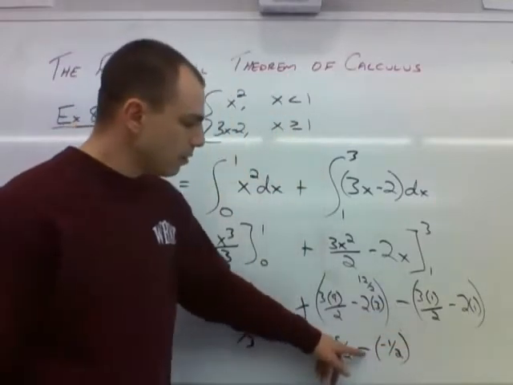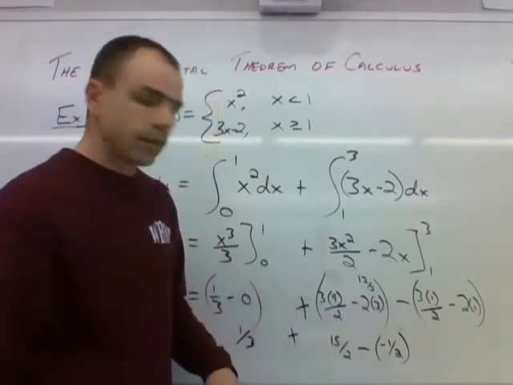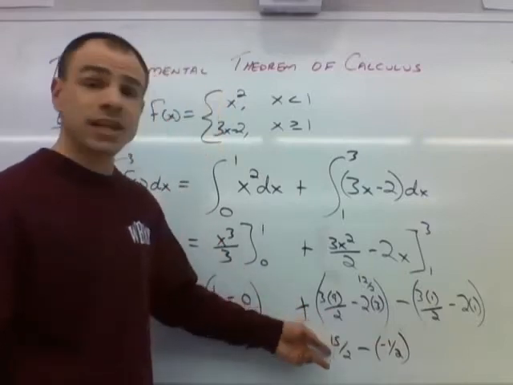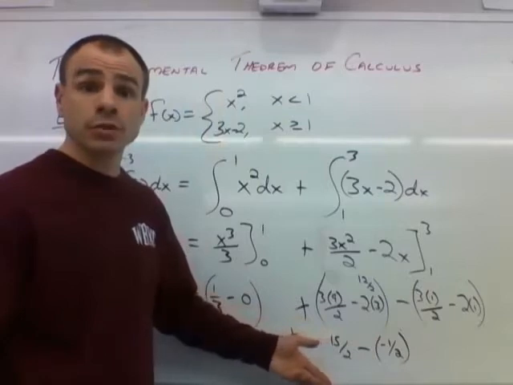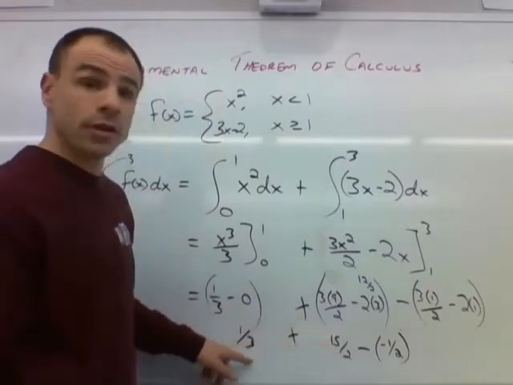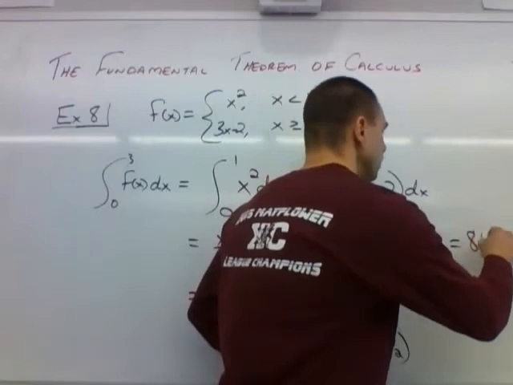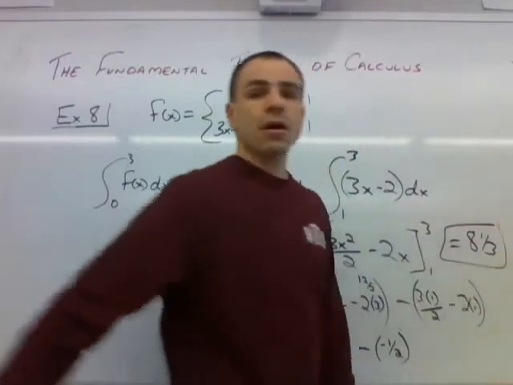15 halves minus negative 1 half, and you see that we're adding double negatives, so that's 16 halves. 16 divided by 2 is 8. So 8 plus a third means we have a final answer of 8 1/3.